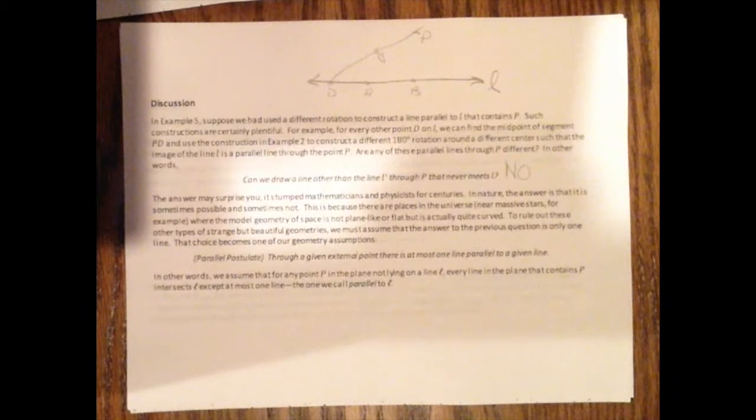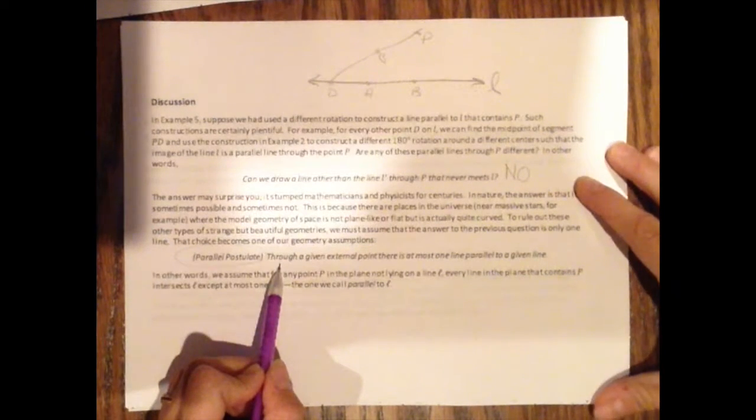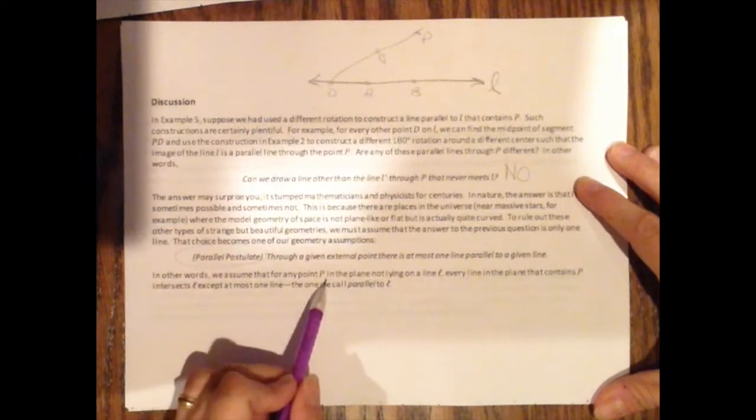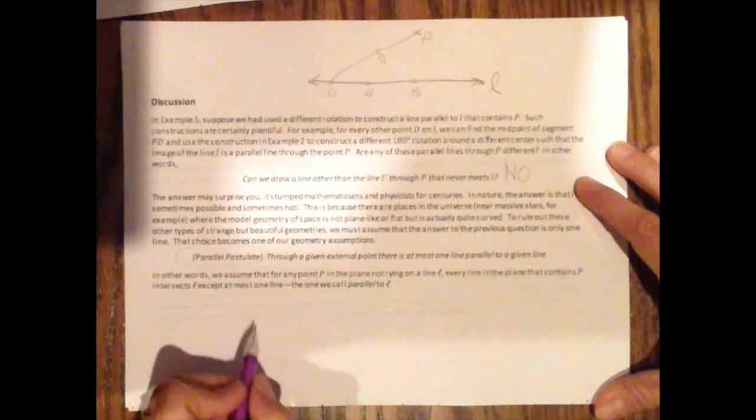To rule out these other types of strange but beautiful geometries, we must assume that the answer to the previous question is only one line. That choice becomes one of our geometry assumptions. The parallel postulate: through a given external point, there is at most one line parallel to a given line. In other words, we assume that for any point P in the same plane, not lying on line L, every other line in that plane that contains P intersects L except at most one line. That one line we call parallel to L, okay?